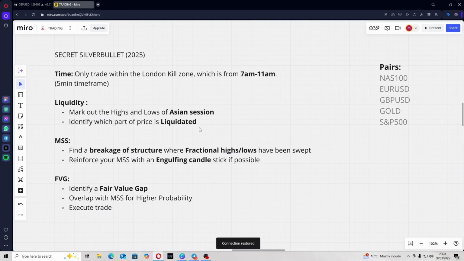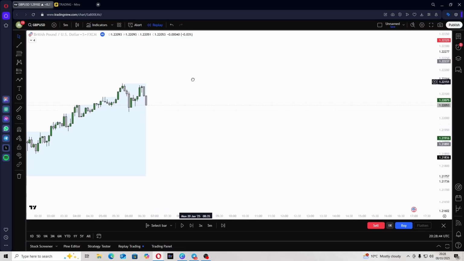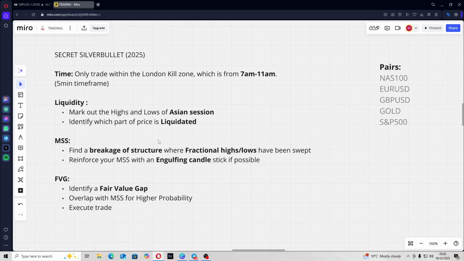So you can see you only trade it within the London kill zone, which is from 7 a.m. until 11 a.m. on a 5-minute time frame. It also works on EURUSD, NAS 100, gold, and S&P 500. But today we're going to be focusing on GBPUSD. So this is the first thing we're going to be doing: marking out the highs and lows of Asian session.